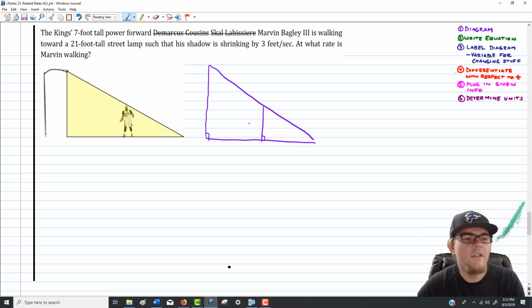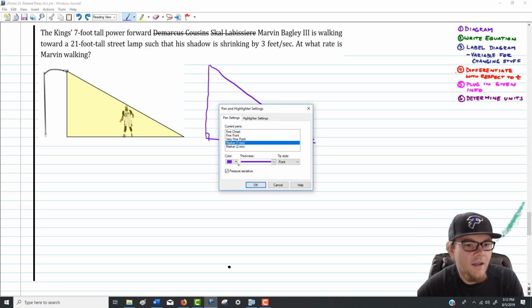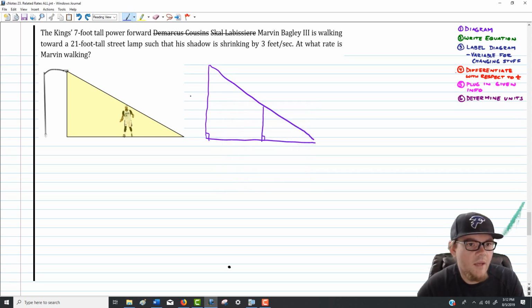In addition, as far as things that aren't changing here, and again, I'm labeling my diagram. Jeez, I'm sorry, I just can't stop myself from doing that sometimes. So the street lamp is 21 feet tall. And although Bagley's young enough that he might still be growing a little bit, I think incrementally, moment to moment, it's probably not going to be a big change. So we know that Bagley himself is also 7 feet tall.